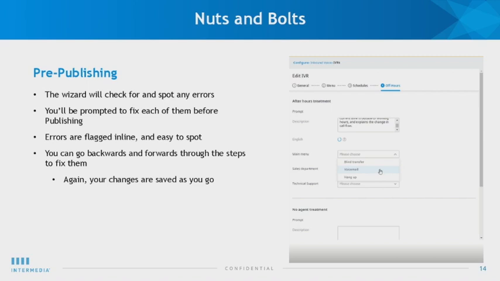And then pre-publishing, it'll check for errors, it'll flag them. I'm going to show you a bunch of errors when we do the demo, so you see what it looks like. They're really easy to find. They're flagged in line, and as I say, you can just go backward and forward until you've solved them all. And as you fill in each field and resolve it, that progress is saved. When you go to a next step, you're not losing anything, right?